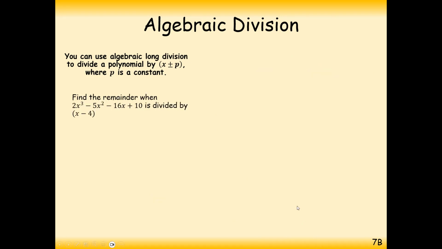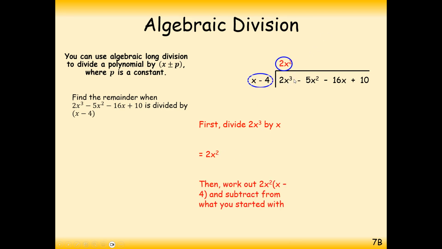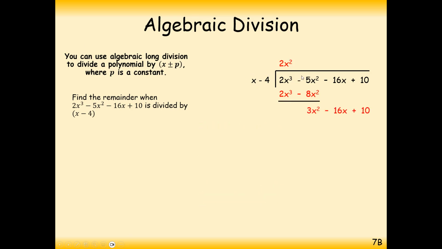Finished. Alright, so in this next question, we've been asked to find the remainder when this polynomial is divided by x minus 4. So they've told us already, don't panic if your remainder is not 0, we're actually looking for a remainder. So you write it like so, and you're just looking for a number that you multiply x by to get 2x cubed. This would be 2x squared. You put it up there, you multiply it up, and you subtract.